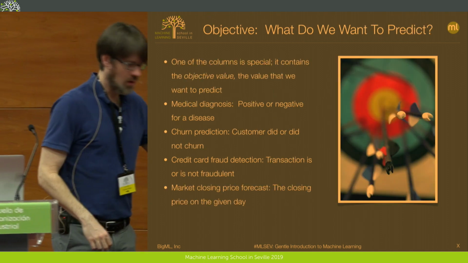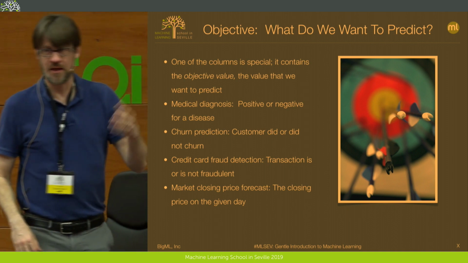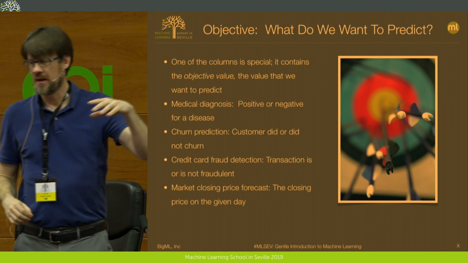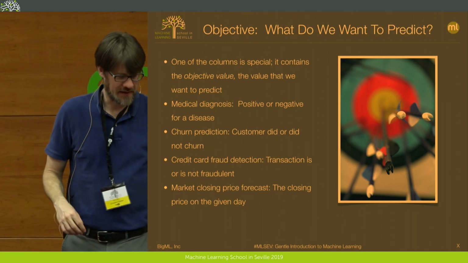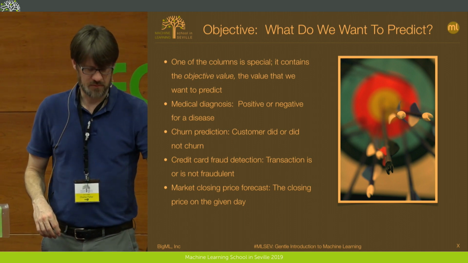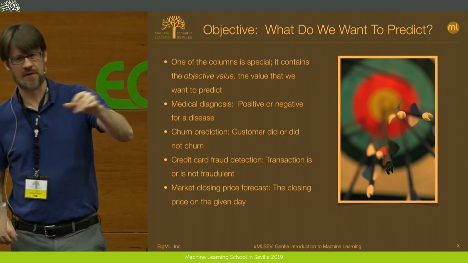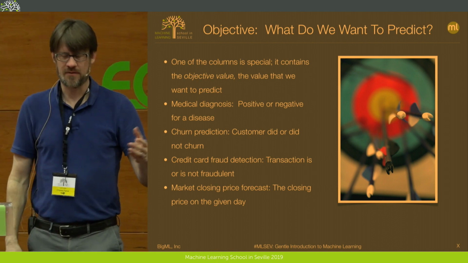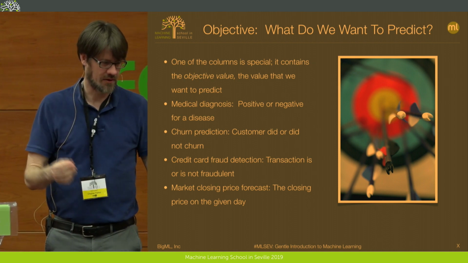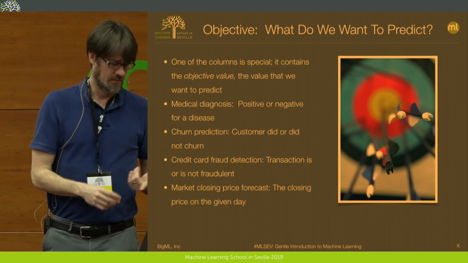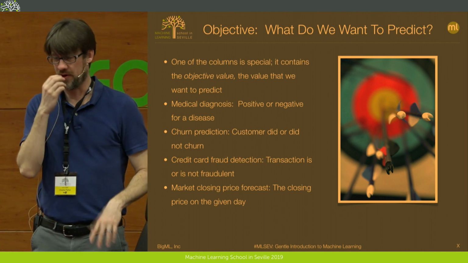And then finally, in the supervised learning setting, one of the columns in the data set is going to be the objective column. So it's going to be the thing that we finally want to predict. In customer churn, the thing that we want to predict is whether or not they're going to leave the service at the end of the month. In credit card fraud, it's whether or not the transaction is fraudulent. Medical diagnosis, whether or not the person has the disease. And market price prediction is going to be the price that you're trying to predict.